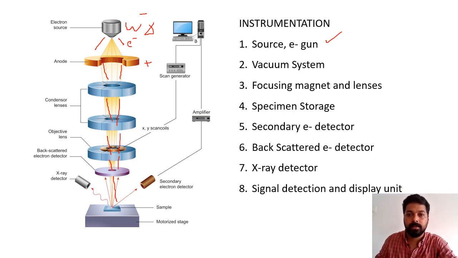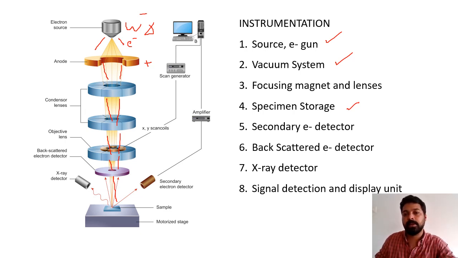Usually in SEM we employ a vacuum, because if air is present, the electrons will be scattered, which will hinder the movement of electrons. Then, as I told you, in the system there are many focusing magnets as well as lenses to focus the primary electron beam. Next, the primary electron beam is focused or confined onto a specimen.